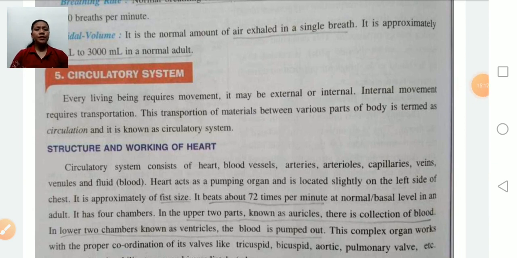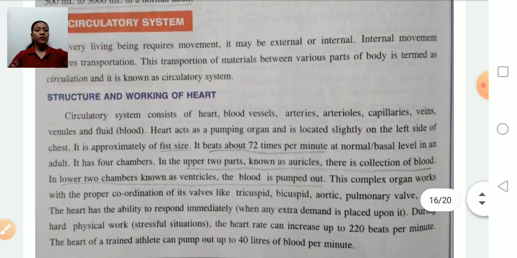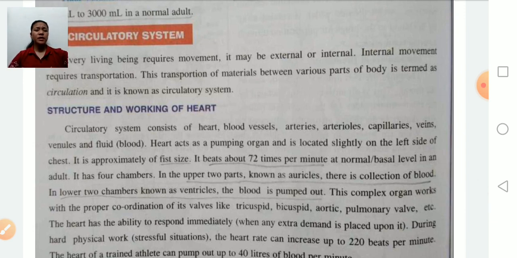Circulatory system means circulation of blood throughout the body. Every living being requires movement. It may be external or internal. The internal movement requires transportation. This transportation of materials between the various parts of the body is termed circulation, and it is known as the circulatory system. The blood carries various nutrients, minerals, etc., circulates throughout the body and also removes the waste products from the body.